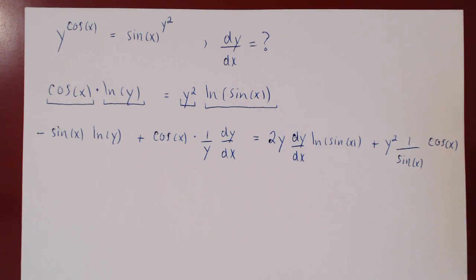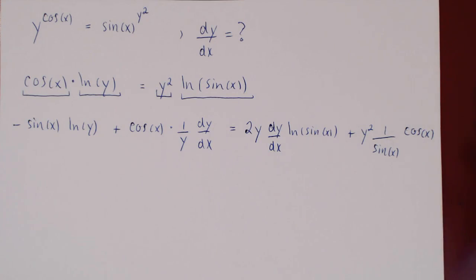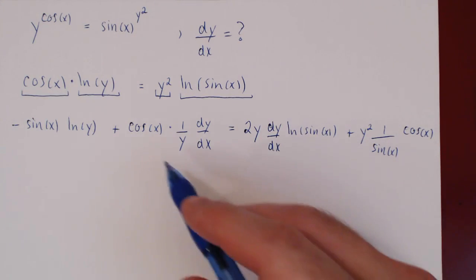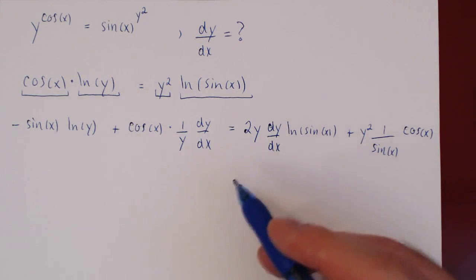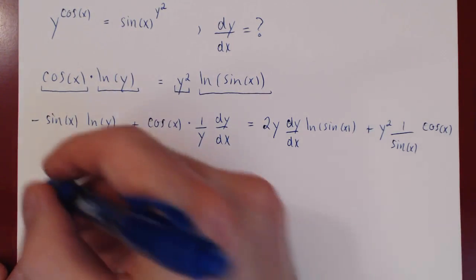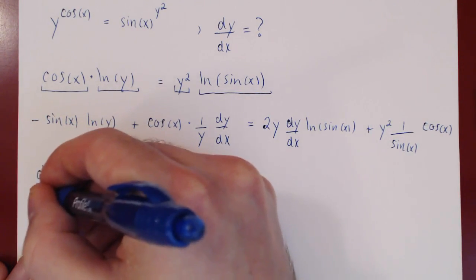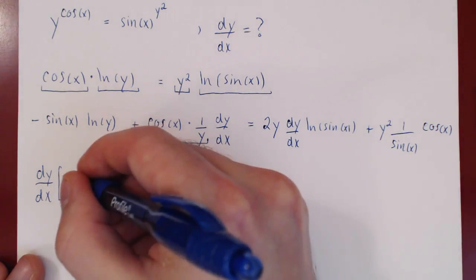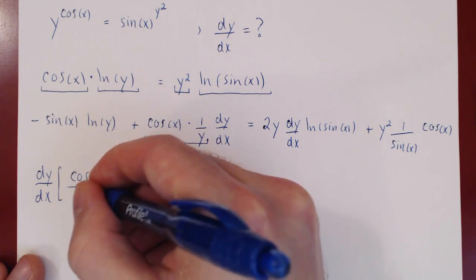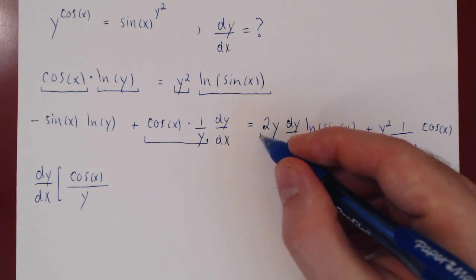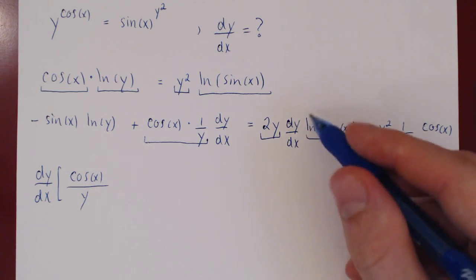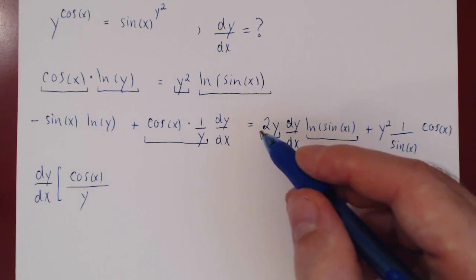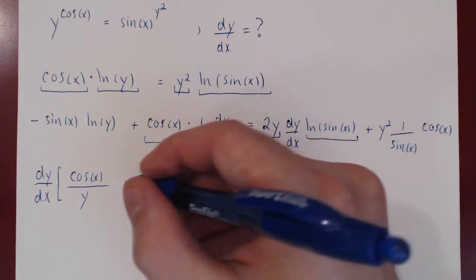So all that's left to do is solve for dy over dx. So we'll bring this term to the left, send this one to the right, and then isolate our dy over dx. So what are we going to have? Dy over dx times cos of x over y. Now here we have 2y ln of sine of x times dy over dx. Once we bring this over here, this will be negated, so negative 2y ln of sine of x.